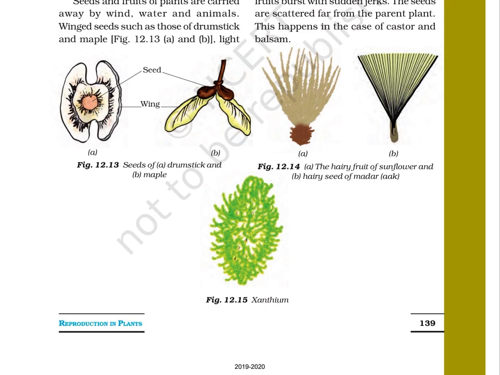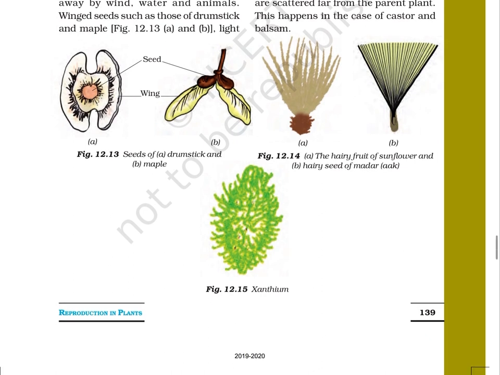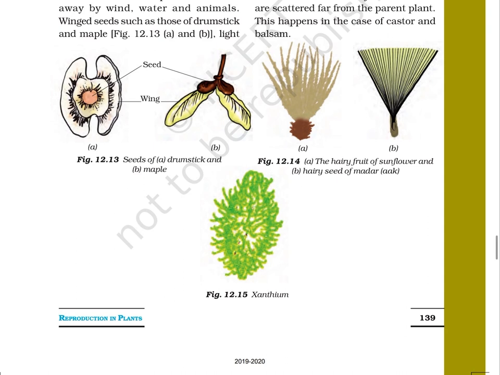12.13 Seeds of A. drumstick and B. maple. We can observe the seed in the center of drumstick and at the top of the maple. The seed is surrounded by a wing in the drumstick. The wing is protruding out of the seed in the case of maple.